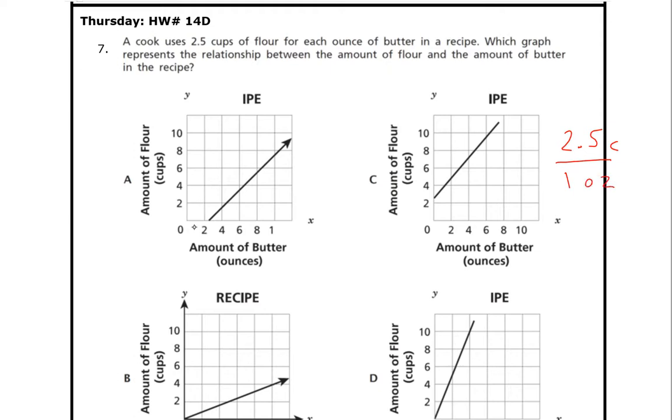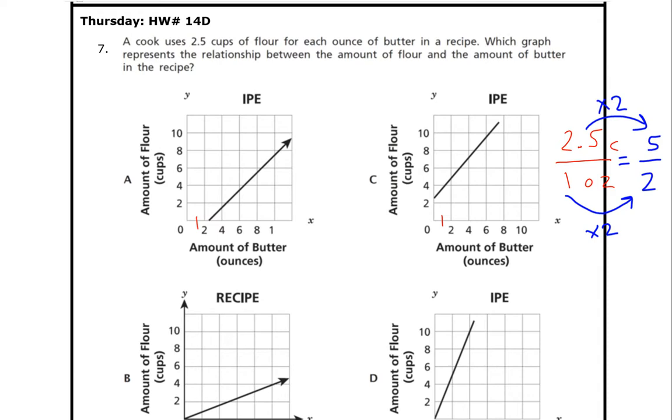Now none of my scales go by 1 here, right? None of them have a value of 1. So I'm going to try renaming this so that the butter amount is 2 ounces. So in order to get from 1 to 2, I need to multiply by 2. What you do to the denominator, you have to do to the numerator. That's going to give me 5.